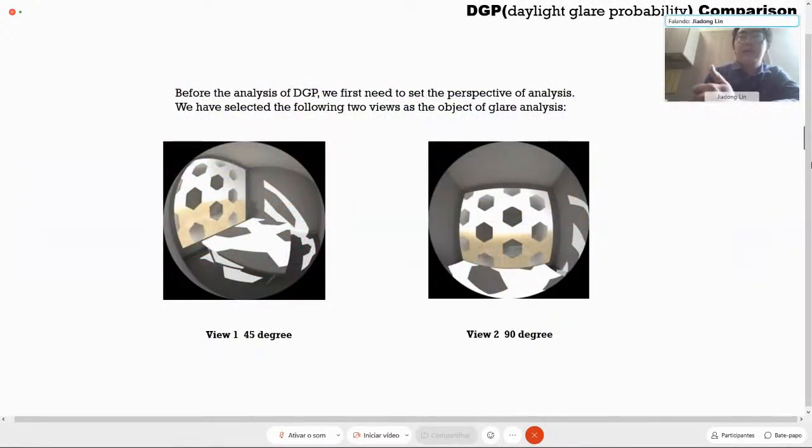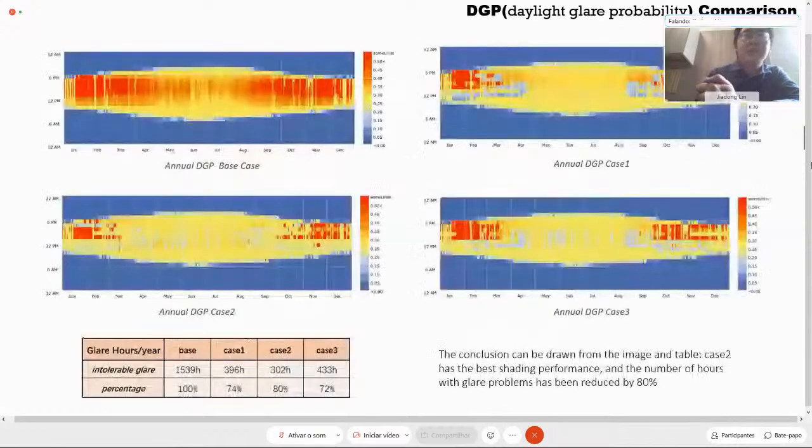We set these two views to run calculations. View 1 is 45 degrees to the window, and view 2 is 90 degrees to the window. And so here shows the DGP comparison, the daylight glare probability comparison. We see case 2 has the best shading performance, and the number of hours with glare problems has been reduced by over 80%.